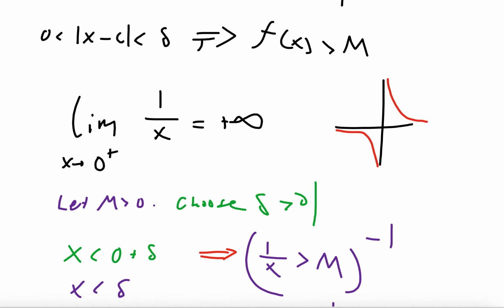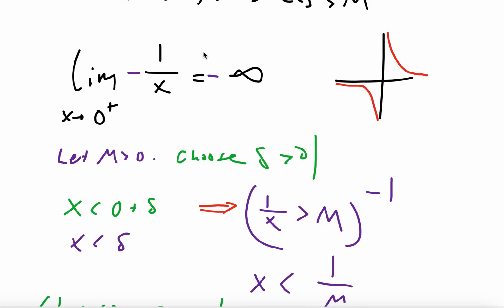Okay, what would change for negative infinity? So let's say negative 1 over x, and that'll equal negative infinity. So what would we change in this case? Well, m at this point has to be an infinitely small or negative value, right? So for negative 1 over x, the graph is going to look like this.